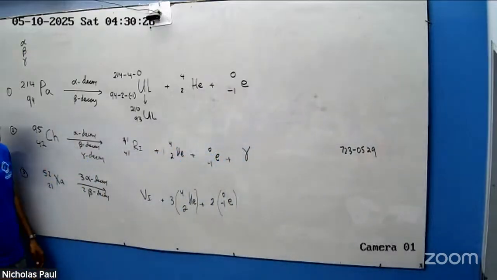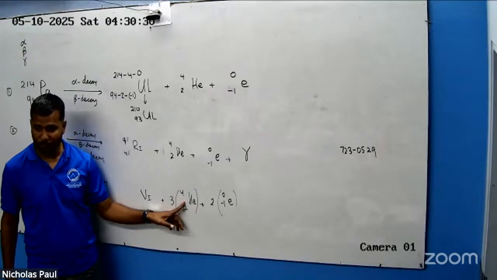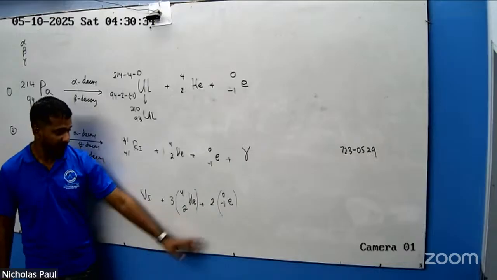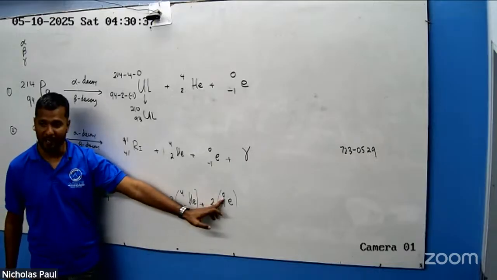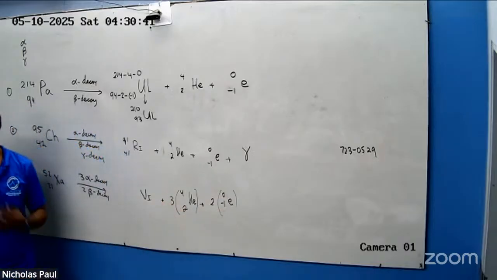So this will affect the mass number by how much? 12. This will affect the atomic number by 6. This will affect the mass number by 0. This will affect the atomic number by -1, right?